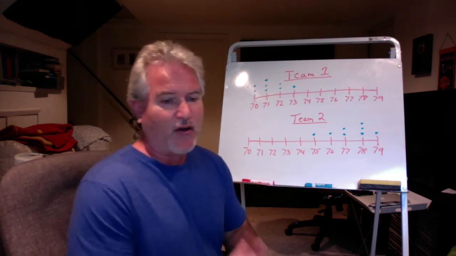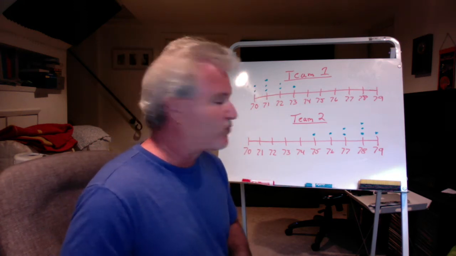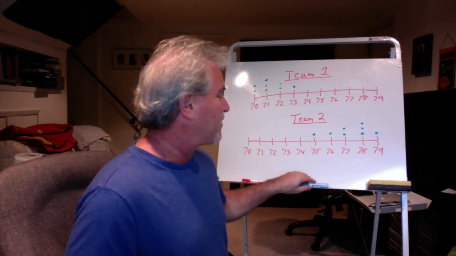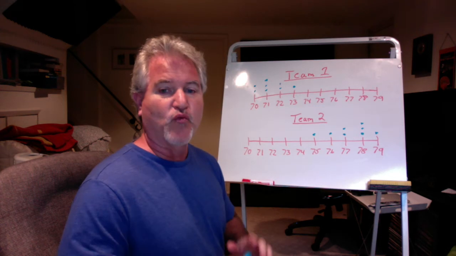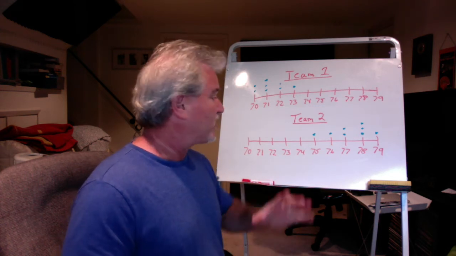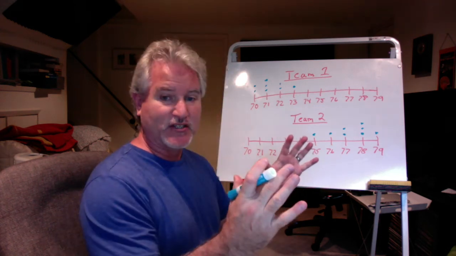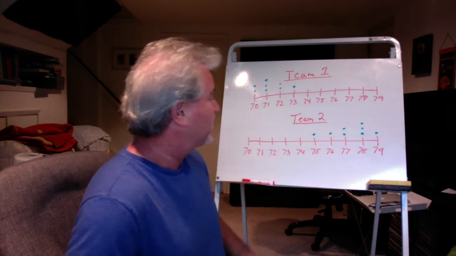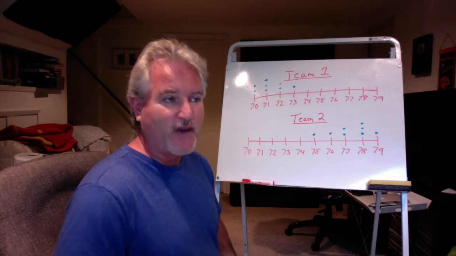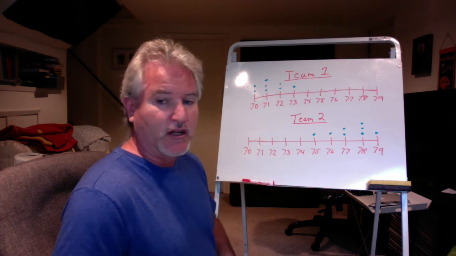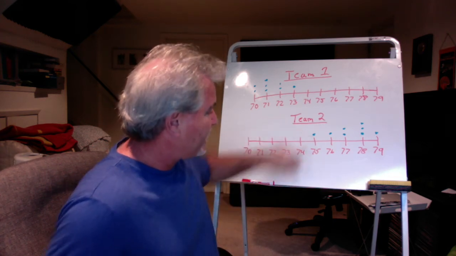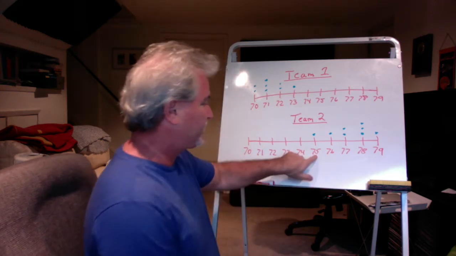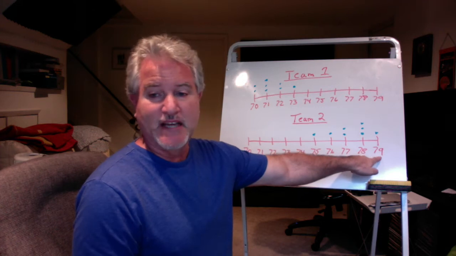Now the two things that we're going to talk about are range and mean. Those are two of the things that are going to be on the document for the assignment. The range means what's the lowest to the highest. It literally means the range of heights in this instance. So if I said, what is the range of heights on team 2, you would look at the very lowest, and you would see that 75 is the lowest, and it goes all the way up to 79.